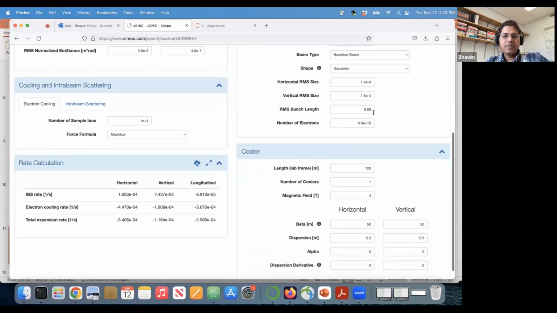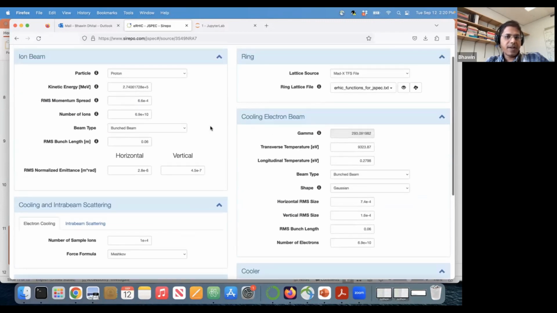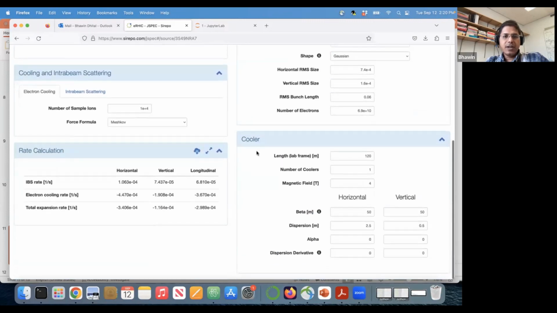We use the same 6 centimeter bunch length as that of the proton, and we use the same number of electrons, which is 6.9 times 10 to the power 10, equal to the number of ions. And there is a cooler section. The length of the cooler is 120 meters. You can change the length of this cooler section, and the number of coolers is 1.